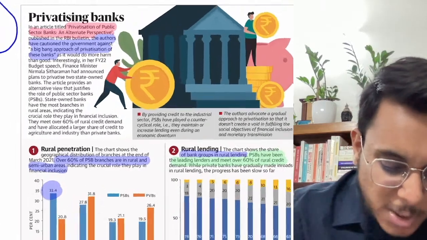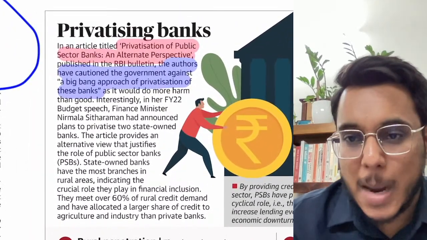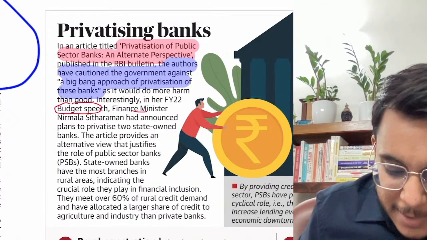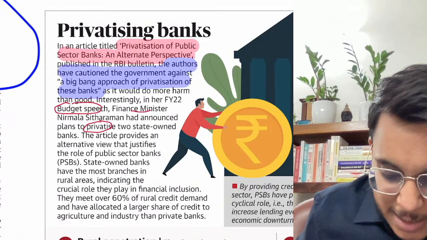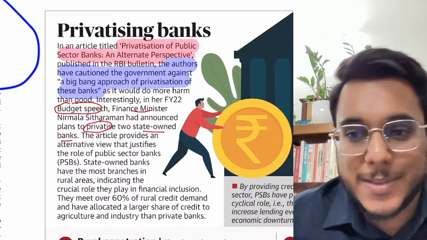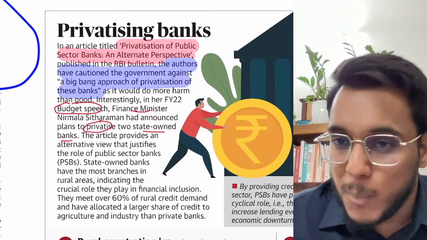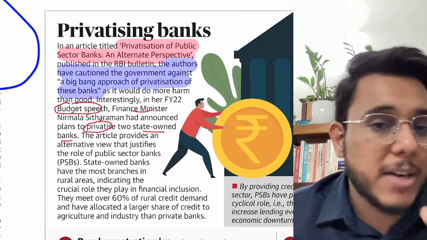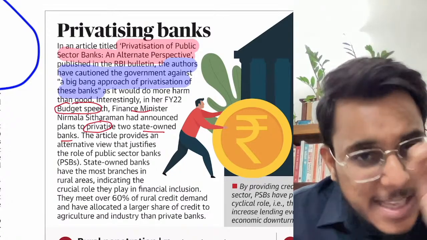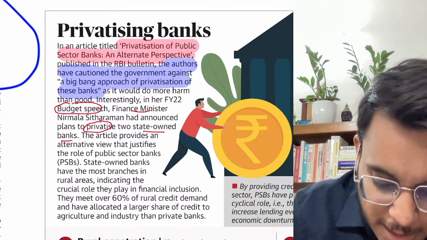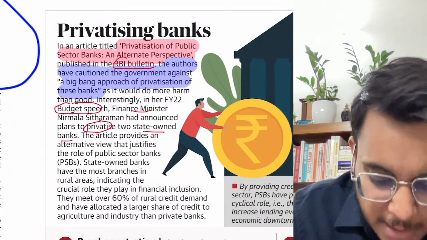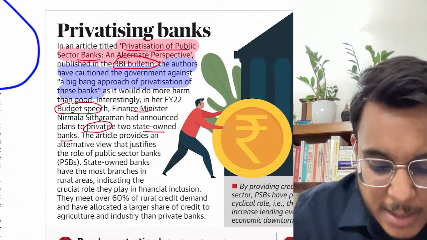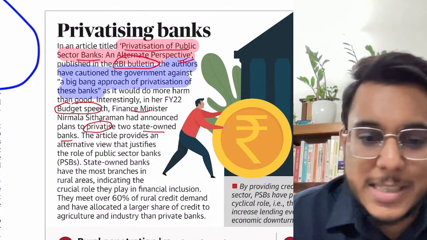The context goes like this: in the budget speech, the finance minister announced the plan to privatize two state-owned banks. Two of the state-owned banks will be privatized. Moreover, a lot of articles have been written on whether the government should privatize the banks or not. Recently, in the RBI bulletin, an article titled privatization of public sector banks, an alternative perspective, was published.